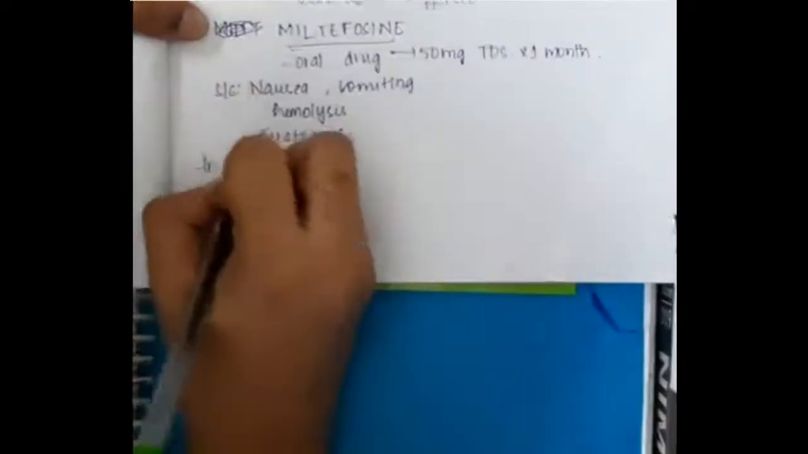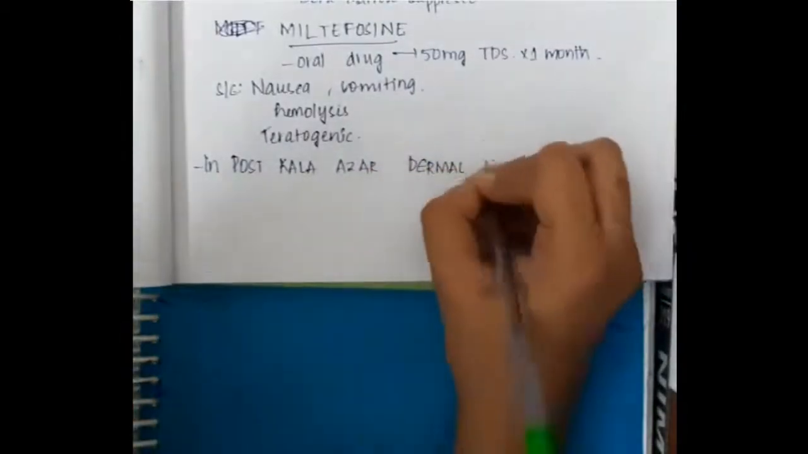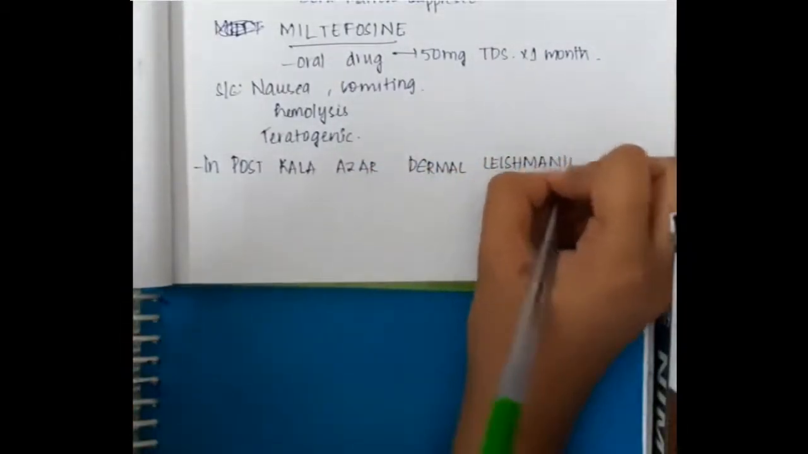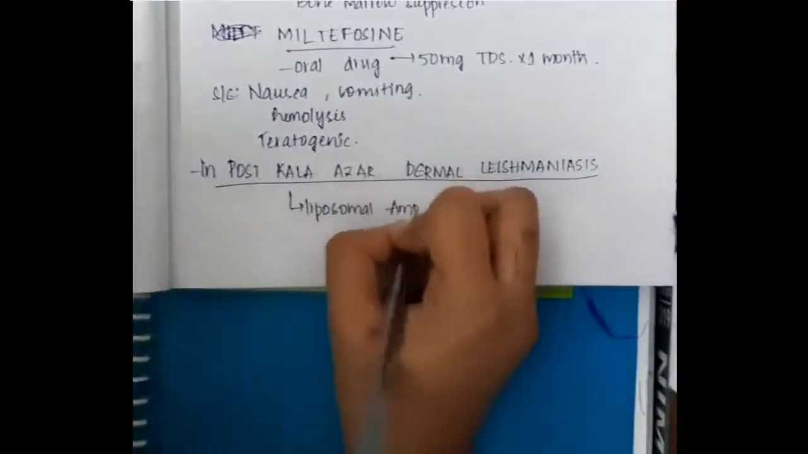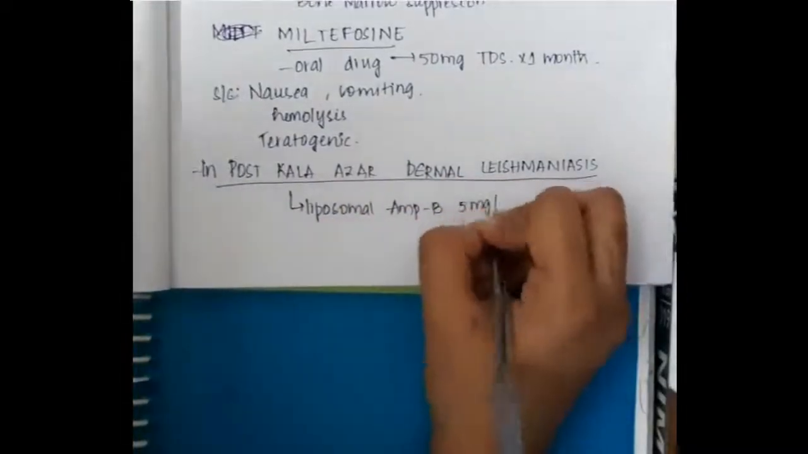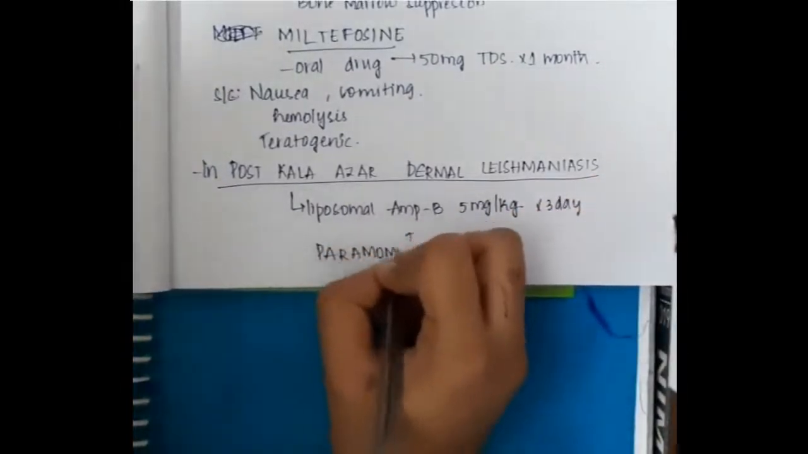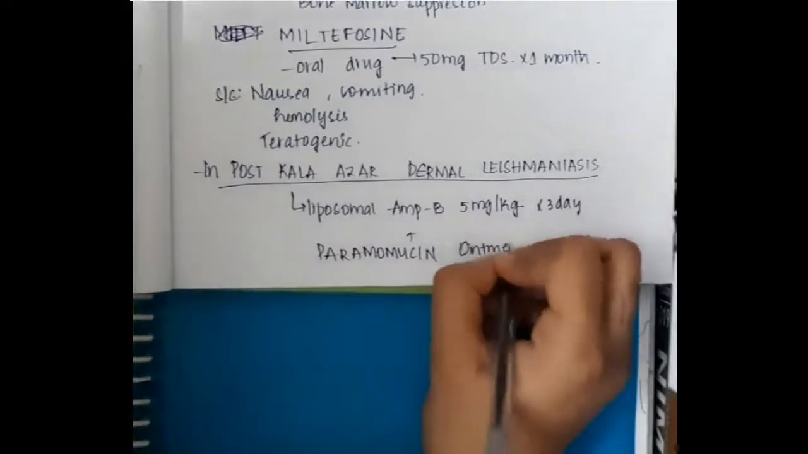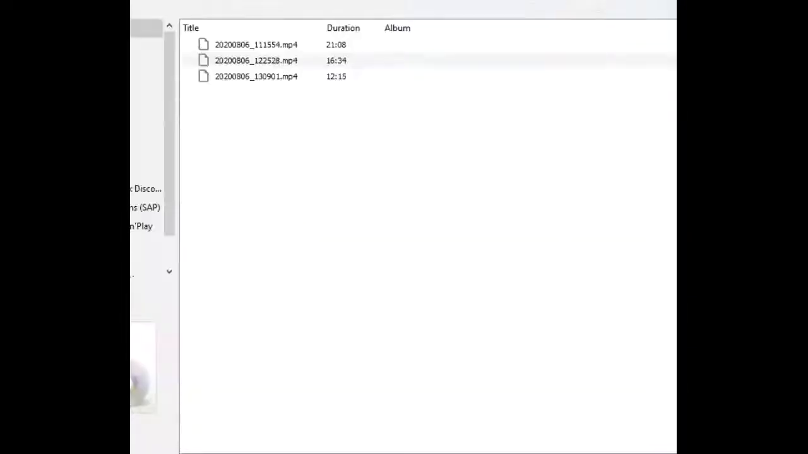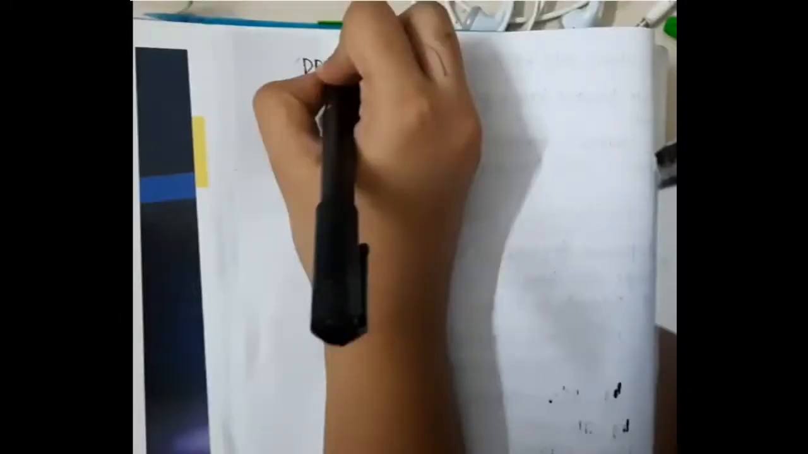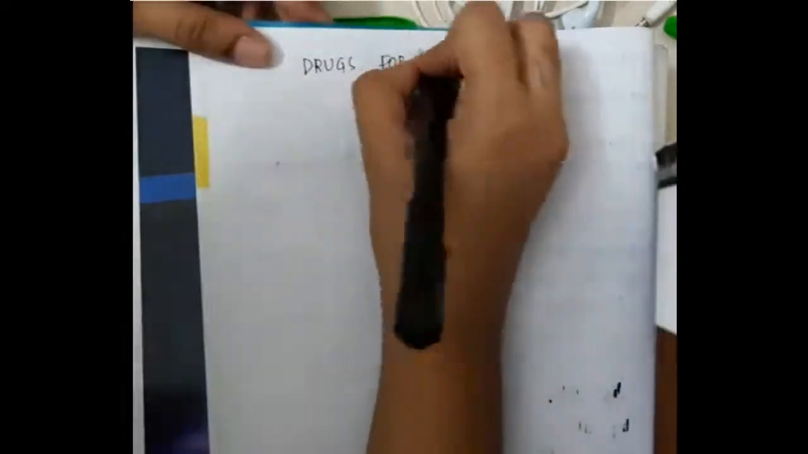Then in post-kala azar dermal leishmaniasis, we can give liposomal amphotericin B at 5 milligrams per kg for 3 days, along with paromomycin ointment. Now, after this, let us learn some important points about the drugs for leishmaniasis.